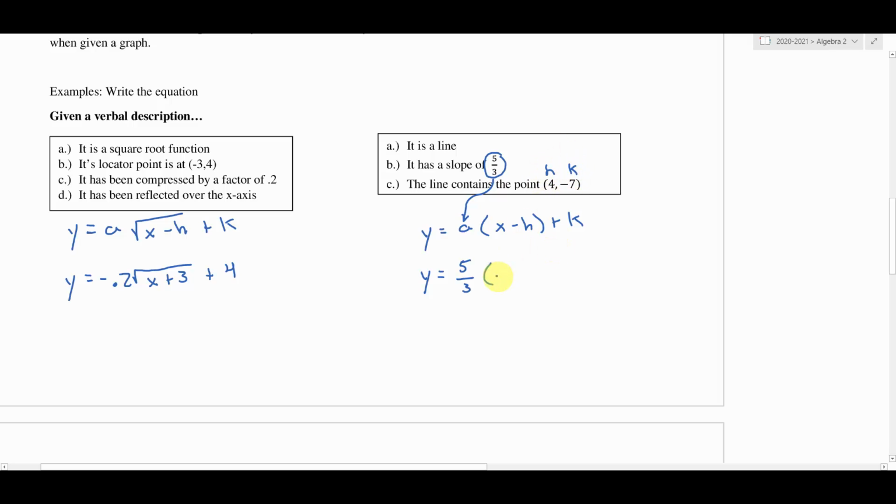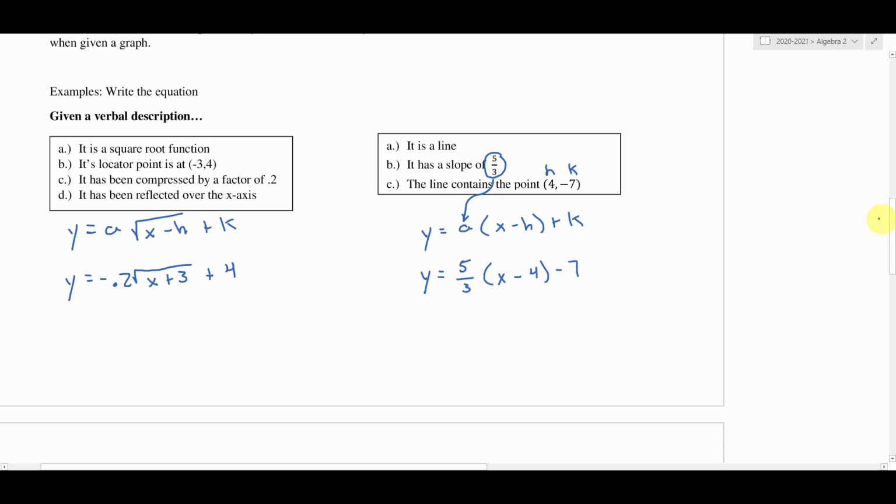So remember when we go into the parentheses, it's opposite. So if this is a positive 4, I'm going to need a minus 4 here. And then on the outside of the parentheses, it stays the same. So I can just put a minus 7 on the end. And that completes my equation here for this line.